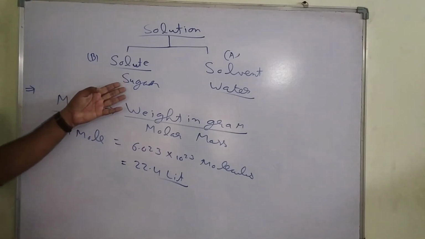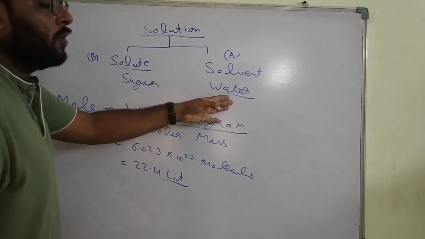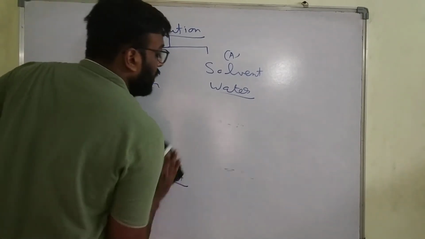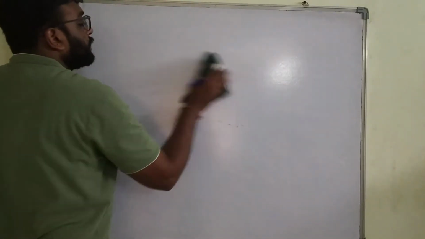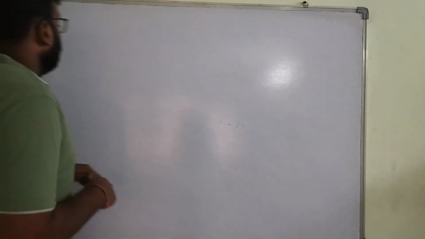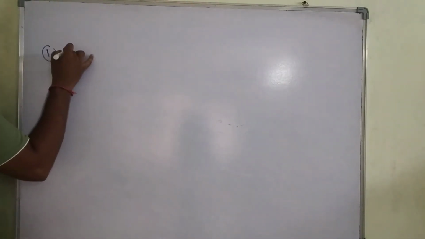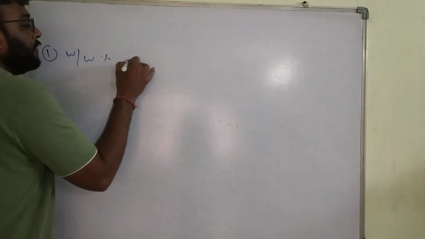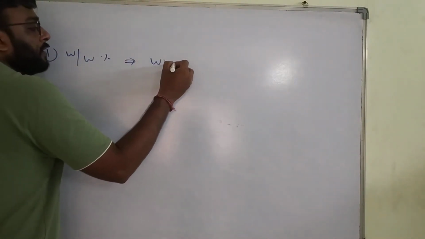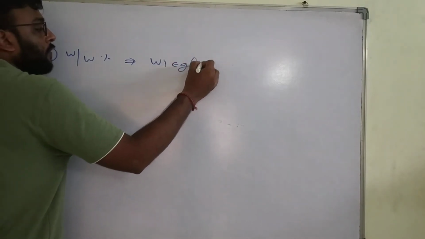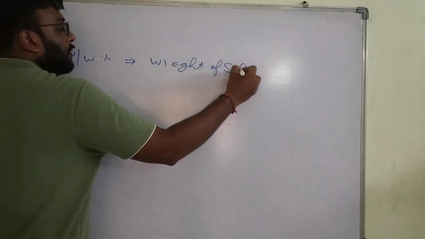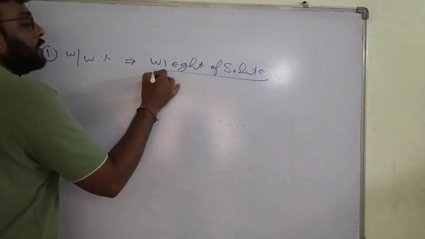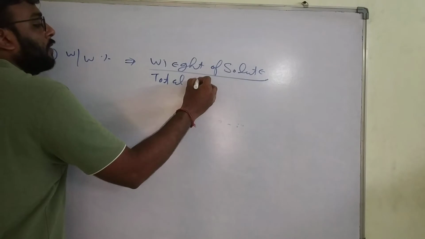The solute dissolves in the solvent, which is the one that dissolves the solute. These are the basic fundamental terms. In this chapter, the basic fundamental thing is W by W percent, weight by weight percent. What happens with the weight by weight percent? Basically, weight of component, generally we are considering the weight of solute, upon total weight of solution.